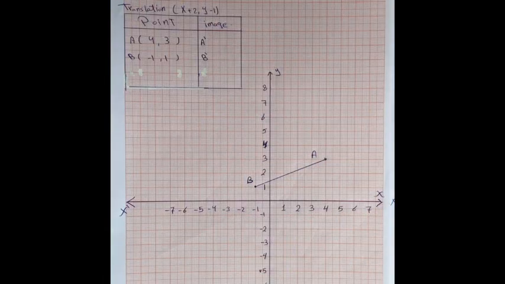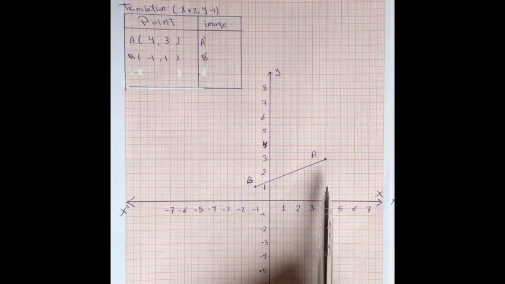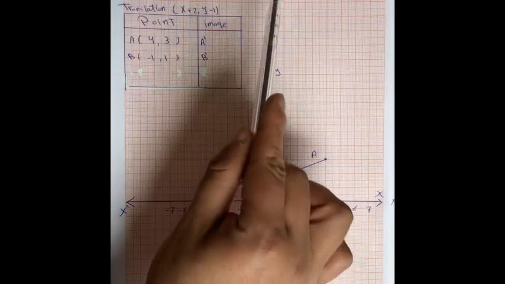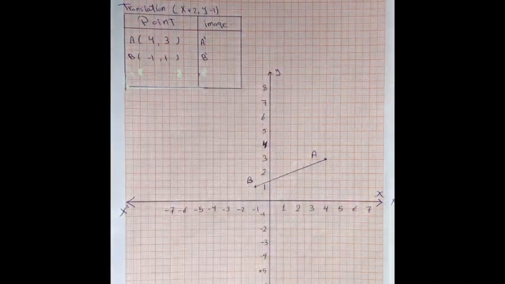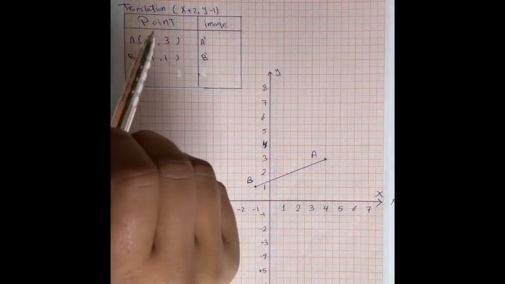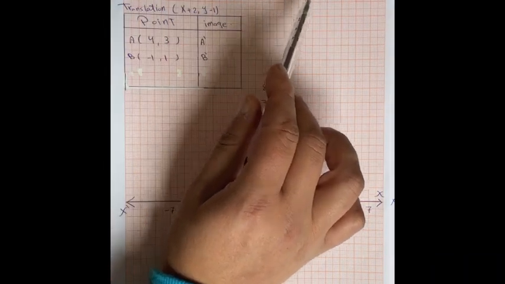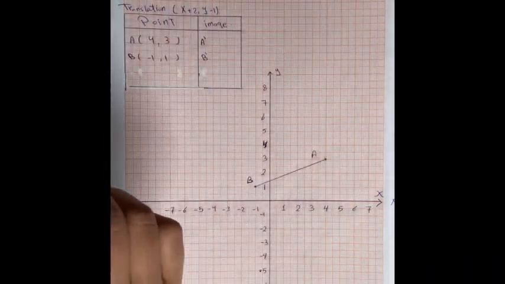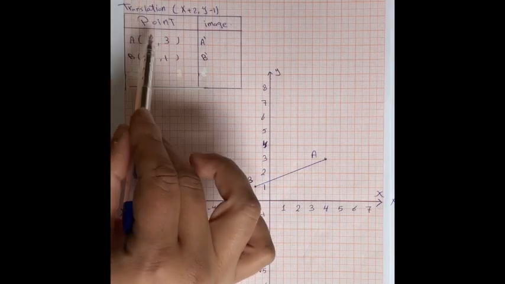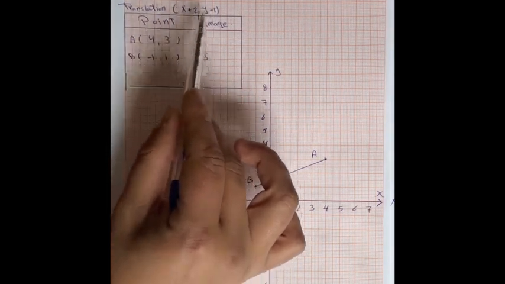Draw a line segment AB where A is (4, 3) and B is (-1, 1). Then find its image by the translation (x + 2, y - 1). So first we draw the point A (4, 3). After that we draw the point B (-1, 1). Then we find its image by translation x plus 2 and y minus 1. By the way, to find the image of a translation, we add to the x coordinates and y coordinates.